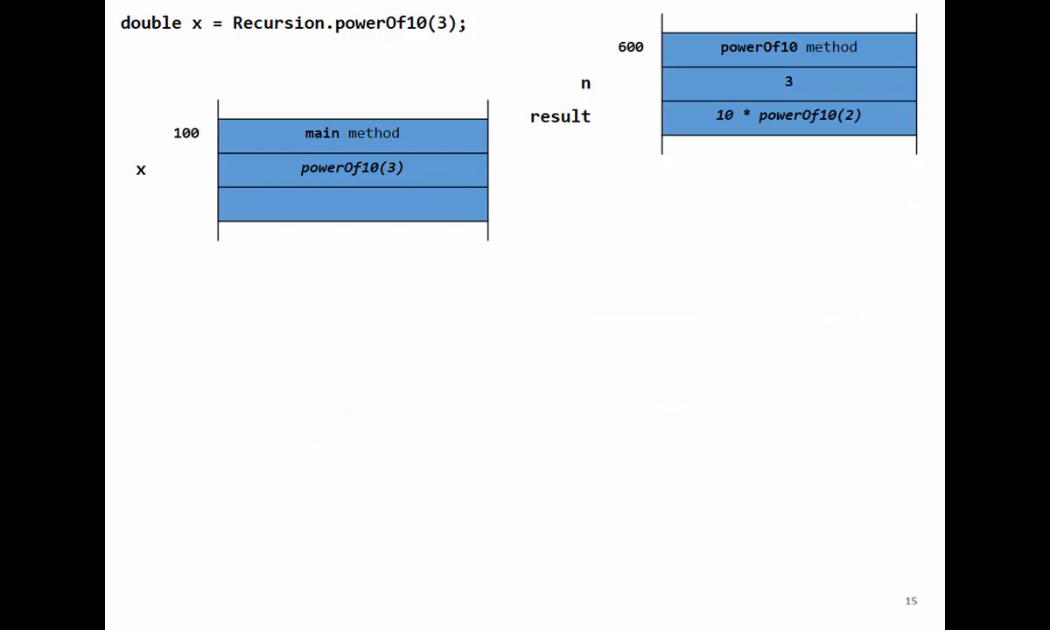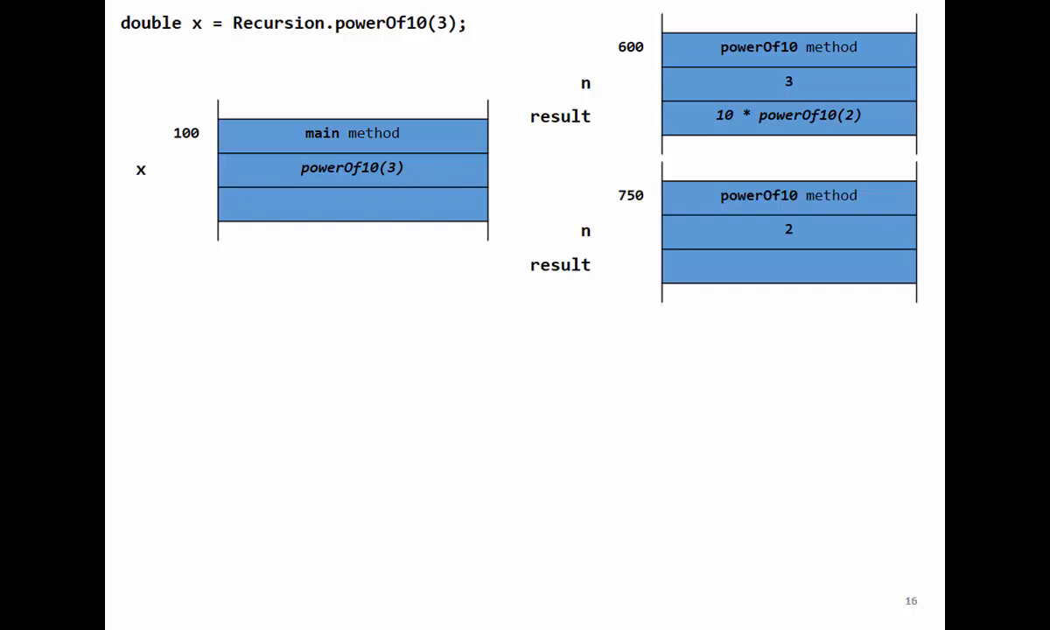Here is the first call, power of 10 to the power of 3. n is equal to 3. The result will be 10 times power of 2. So now we're going to do the recursive call for power of 2. Another stack frame will be inserted inside the stack. n is equal to 2, which is the argument. The local variable result is reserved in the stack. Now the result will be 10 times power of 1.